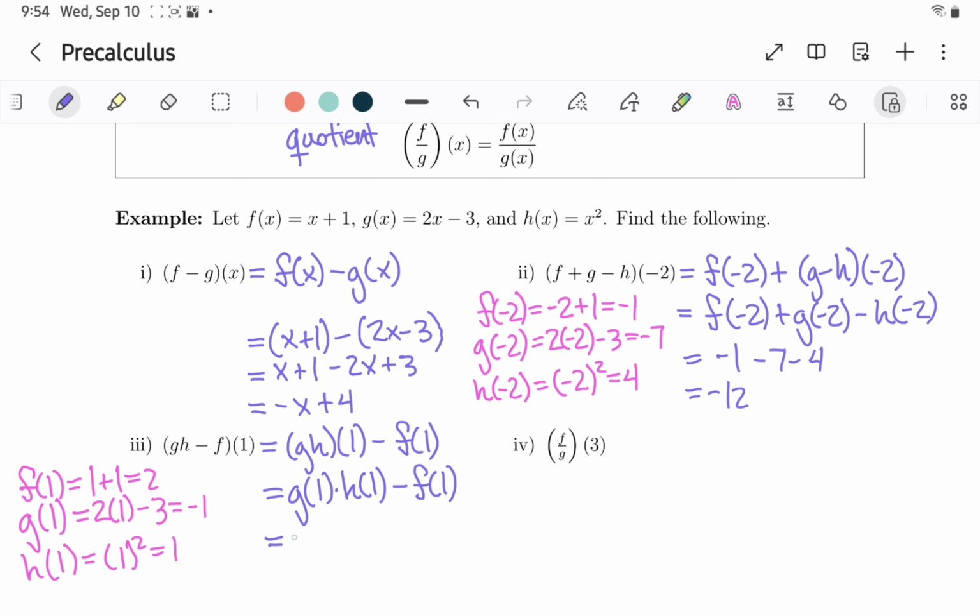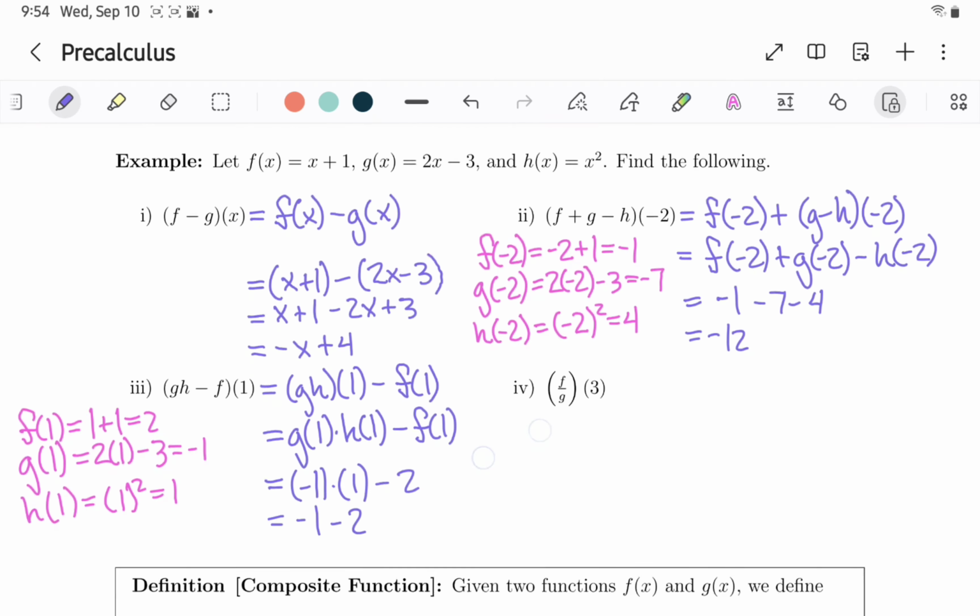So we are going to have minus 1 g of 1 times 1, and then minus 2. So this is equal to minus 1 minus 2, which is equal to minus 3.